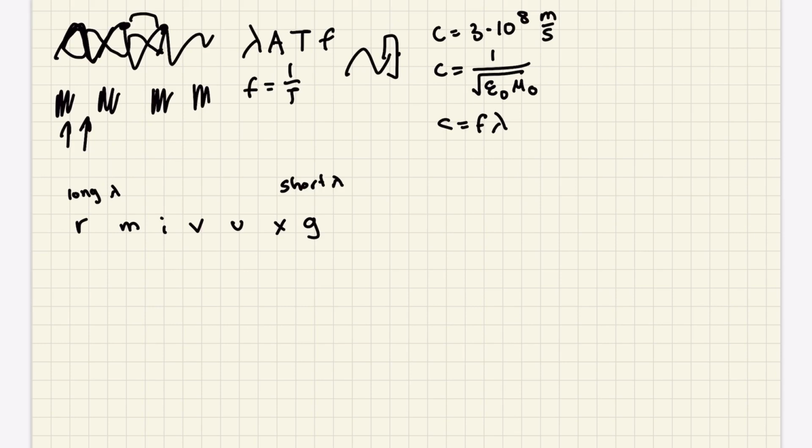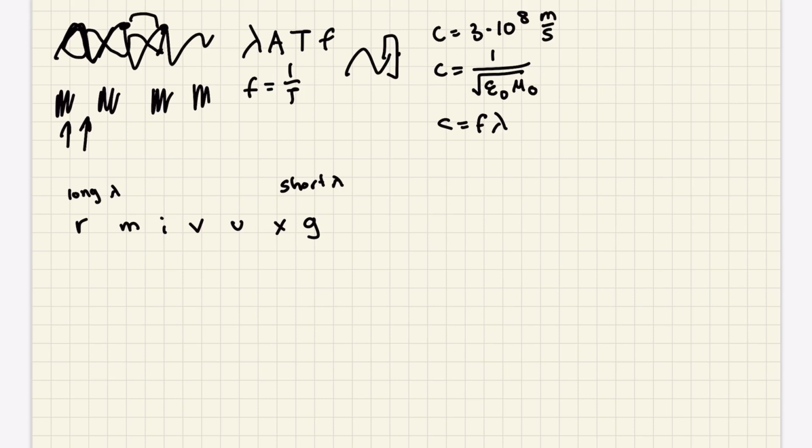There's a few ways to remember this. My favorite is: raging Martians invade Venus using X-ray guns. It just uses the first letter of each of these types of waves to show them in order from longest wavelength to shortest wavelength.